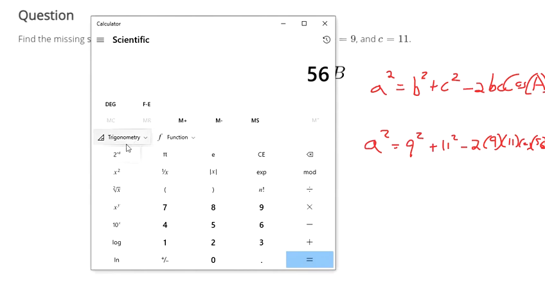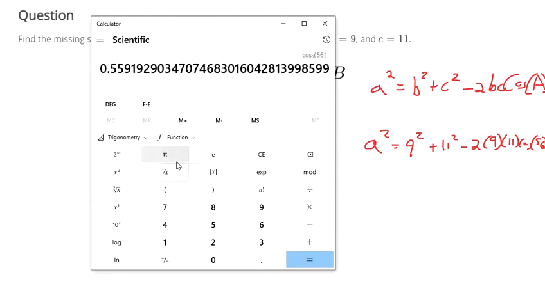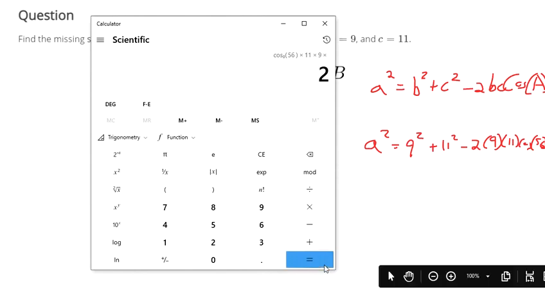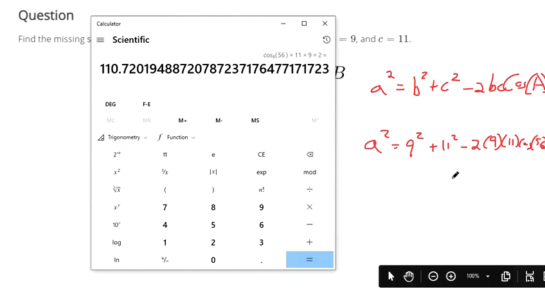56, and then trig, cosine, in angles. Make sure it's not set to radians. Times 11 times 9 times 2. So this whole right side is equal to 110.72.